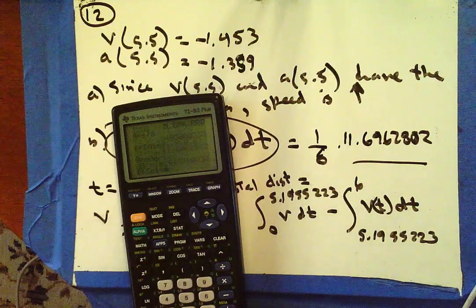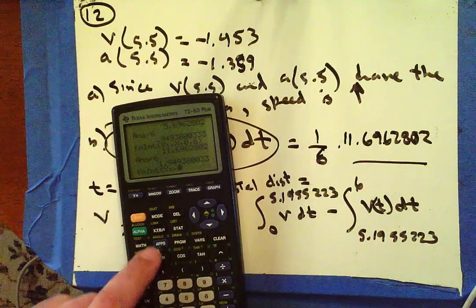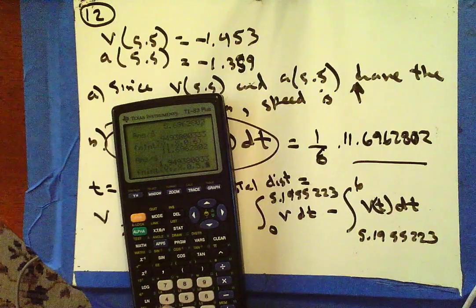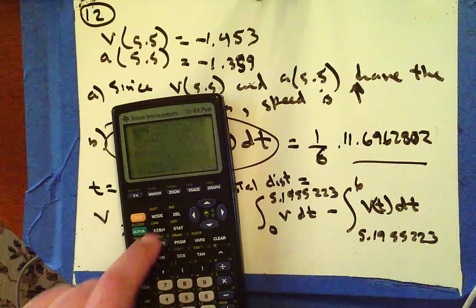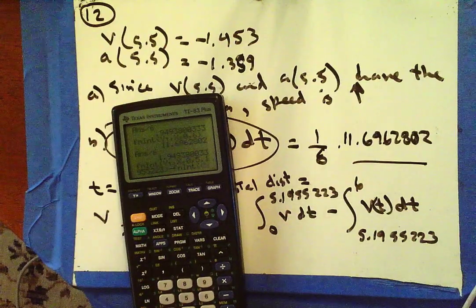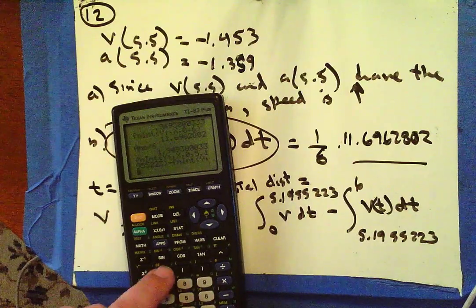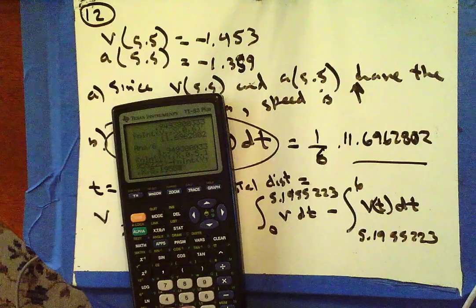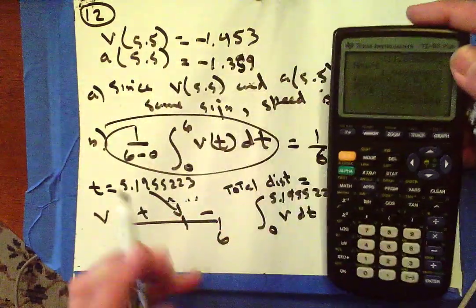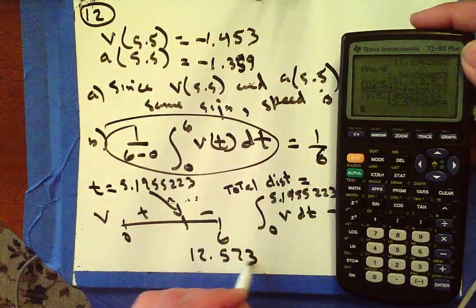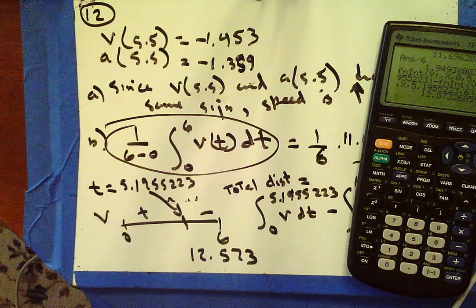Math, integrate y1, comma x, comma 0, comma 5.1955223. And then I want to subtract from that the integral of y1, comma x, comma 5.1955223, comma 6. And I end up with 12.573. 12.573 is the total distance traveled.